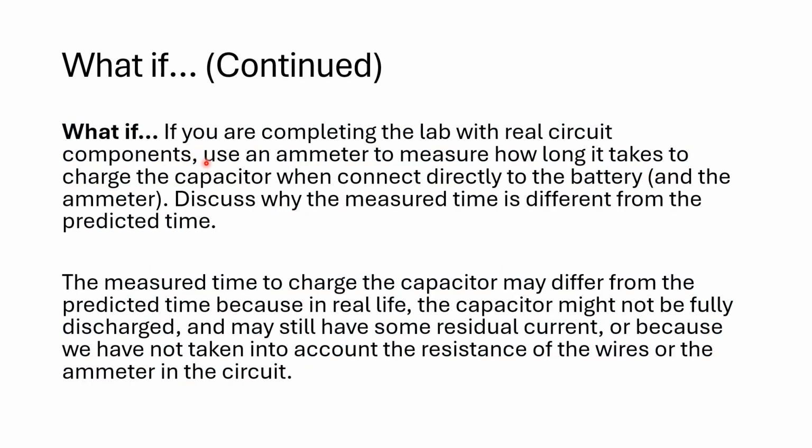We're instructed to use an ammeter to measure how long it takes to charge the capacitor when connected directly to the battery, and we want to discuss why this measured time is different from the predicted time. The measured time to charge the capacitor may differ from the predicted time because in real life, the capacitor might not be fully discharged or it may have some residual current, or because we have not taken into account the resistance of the wires or the ammeter in the circuit.